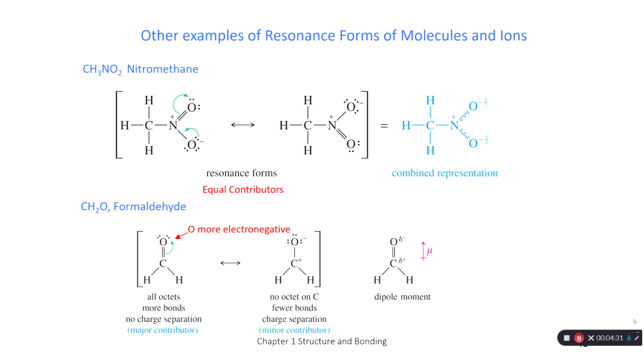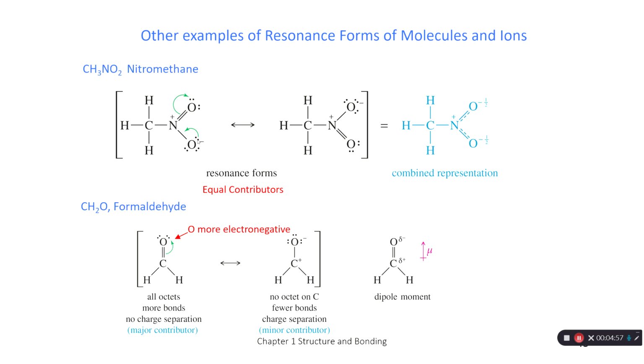So let's take a look at some other examples of resonance forms of molecules and ions. This first one is called nitromethane. Of course, it's an organic molecule with a methyl group in here, and we have a nitro group. Notice that the Lewis structure is shown here, and the Lewis structure shows a formal -1 charge on one of the oxygens and a formal positive charge on one of the nitrogens.